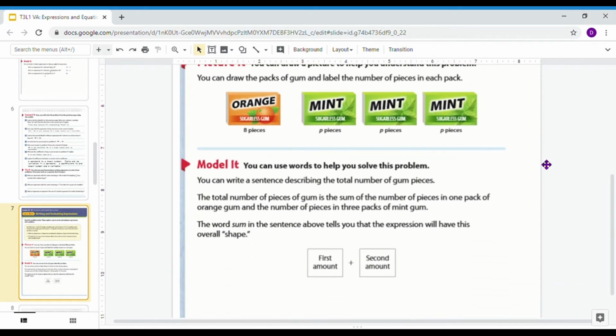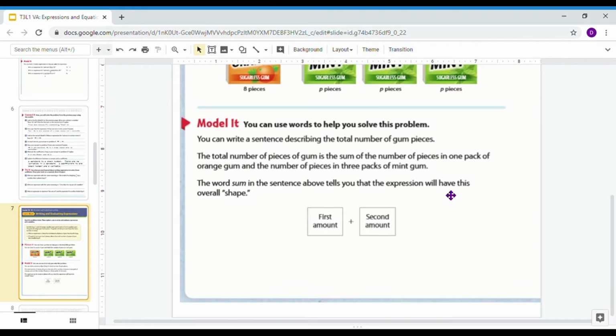So here I can see my 4 packs of gum. Clearly I see my orange pack with 8 pieces, and I can see that I have 1, 2, 3 mint packs, and they each have p pieces each. We've been using x, but reminder that a variable can be any letter. In this case, they did p pieces. So modeling it and coming up with the operation and your terms is the way that I like to do it and the way that I think is very helpful.